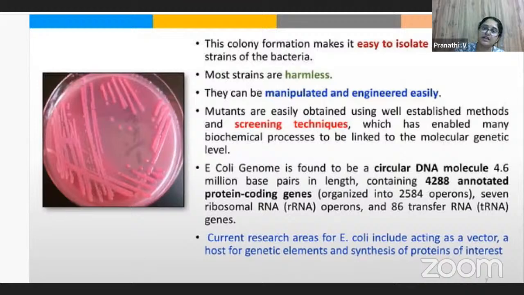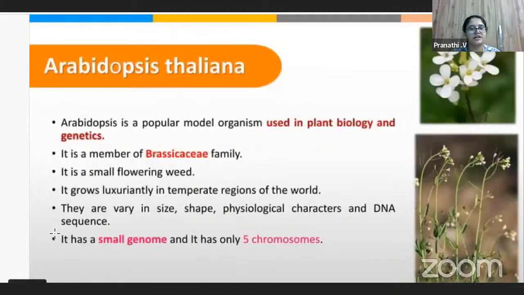Once this is done, isolation can be done, and once the strain is developed, you can easily screen it. Since it's a circular DNA molecule, you have around 4 to 8 protein coding genes, ribosomal operons, and 86 tRNA genes. So what is it used for right now? It is used as a vector for genetic element synthesis of proteins of interest.